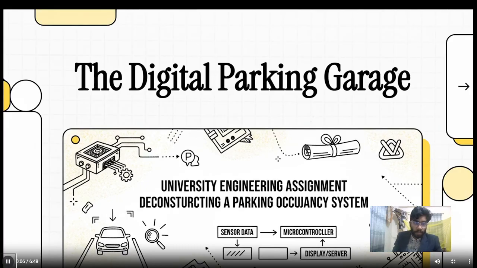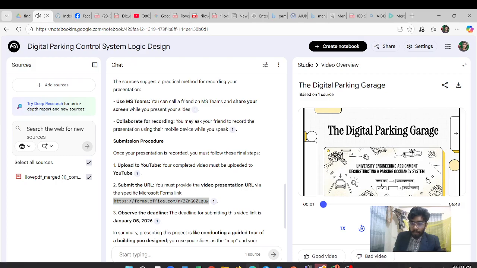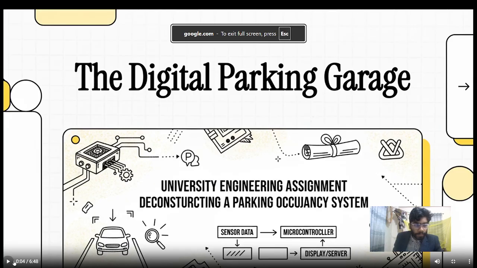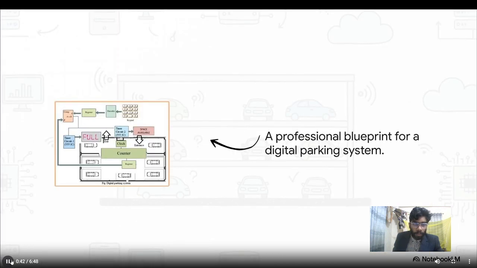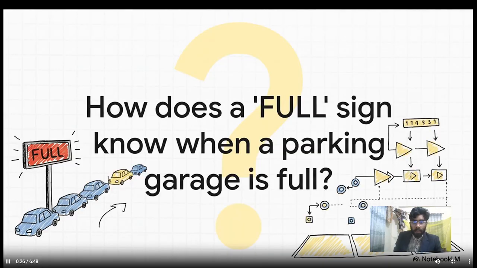Well, today we're going to crack open a piece of technology. We're going to construct it piece by piece, and we're using a universal digital parking system. You can see all the pieces, the logic, sensors, and timers all working together. So how does it know the exact moment that very last spot gets taken? That's what we're about to find out.